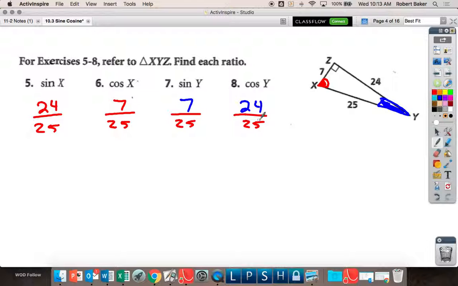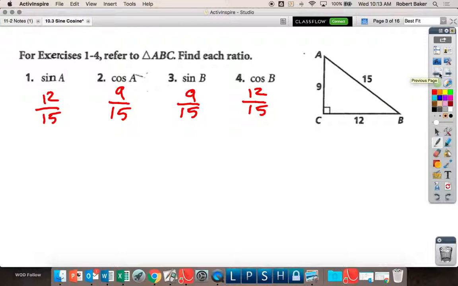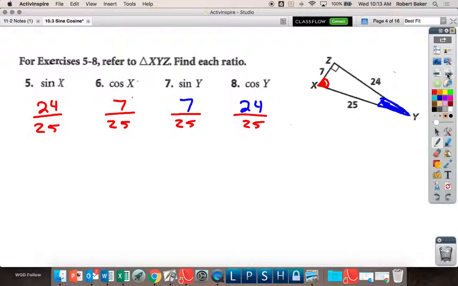You're on the right track. Okay, so let me go back to the last one, see if you can draw a connection. What do you notice about all of these numbers and all of these numbers?